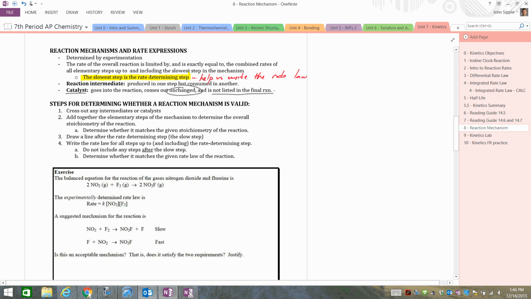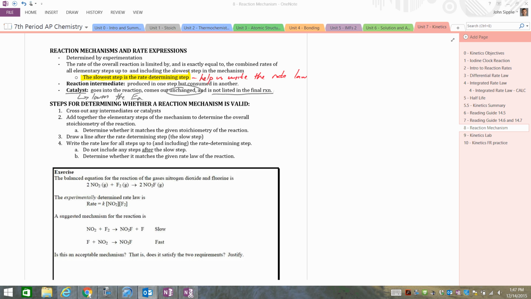You guys remember what a catalyst does? There we go. Okay. Lowers the Ea, right? The energy of activation, or the activation energy. And that, as a result, speeds up the reaction.